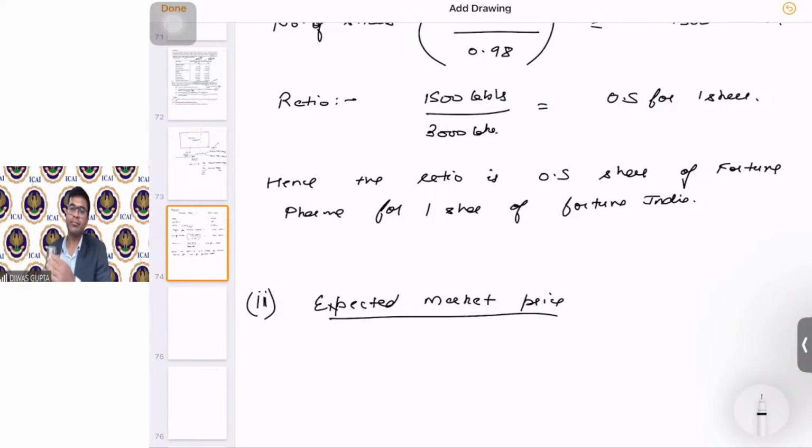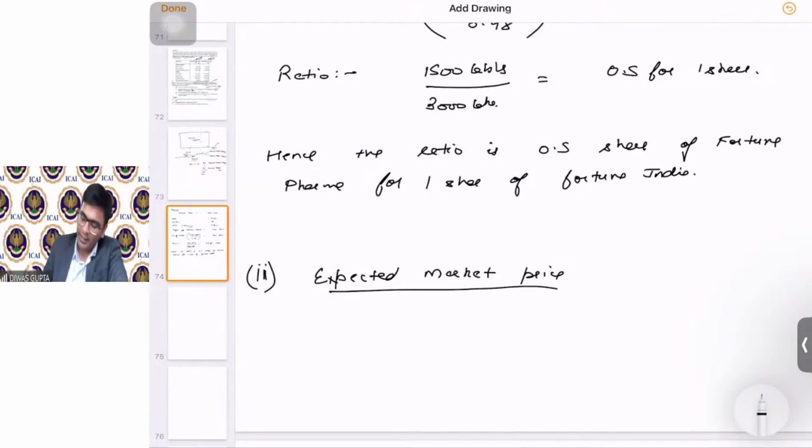Very good, Shruti. Shruti, you're right. Anyone else want to attempt? How can we calculate the expected market price, students? Come on, tell me. Has it to do something with the balance sheet? No. Has it to do something with the forward-looking data on what? On EPS and PE ratio, students. Yes, Shruti has given the right answer.